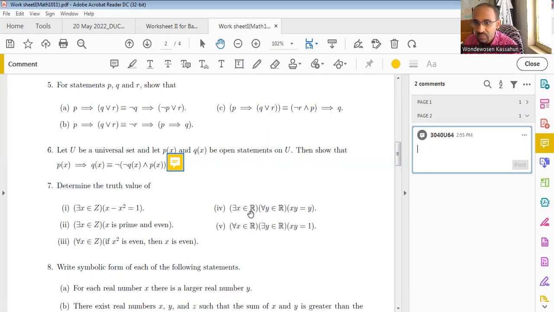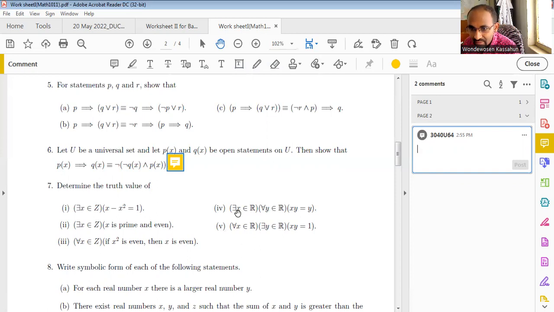Number 4, there exists x in R such that for all y in R, the product xy is equal to y. You know that xy equals y, divided by y for y different from 0, means x equals 1.